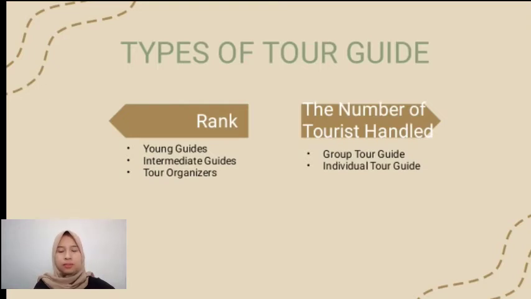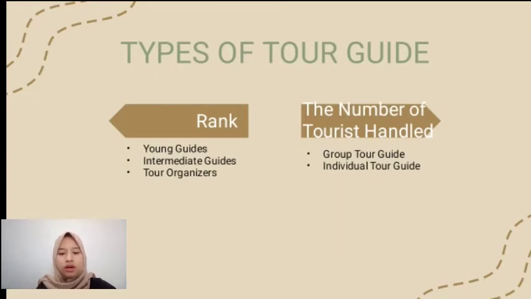Types of tour guide by rank. Based on the decision of the Minister of Tourism, there are three types of tour guide. First, young guides, namely tour guides who are assigned to a level 2 area where the certificate is given. The certificate is obtained through a course and an exam with certain requirements. Second, intermediate guides, namely tour guides who are on duty in the level 1 area where the certificate is given. And the last, tour organizer, namely travel agency employees who have the knowledge and skills to lead and manage group travel.